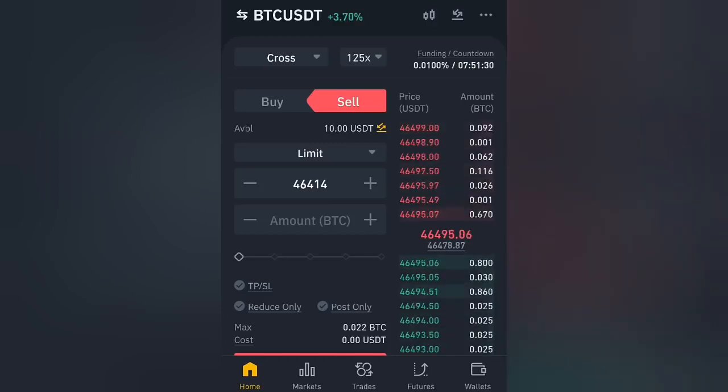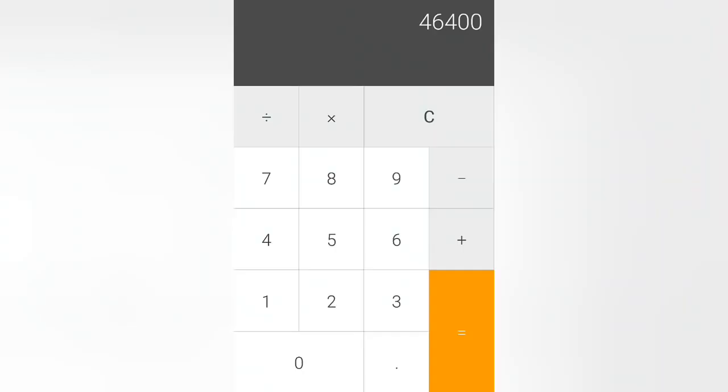I'm going to show you exactly how that works right now. As you can see, you bought Bitcoin at around 46,400. Then the price of Bitcoin went to 60,000. That means you would have $60,000, right?